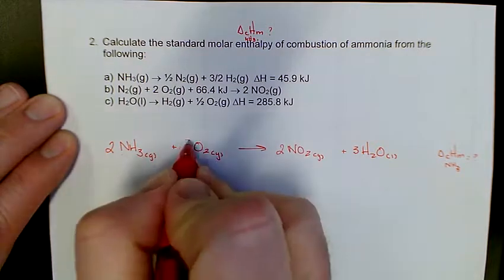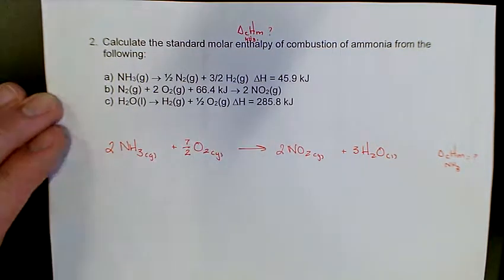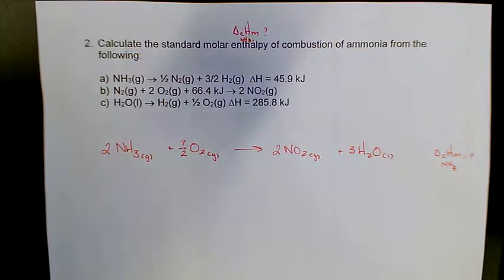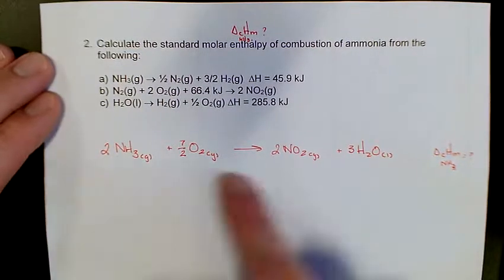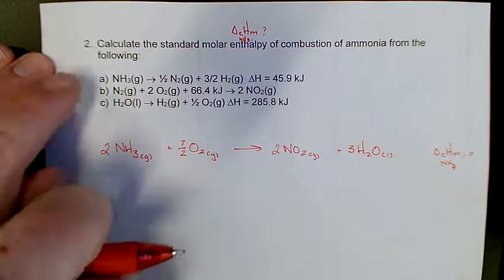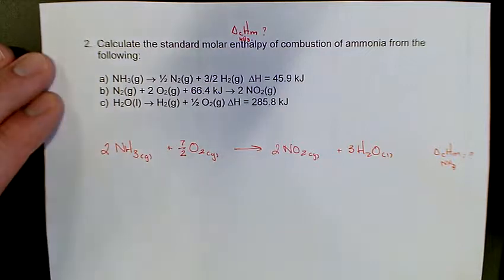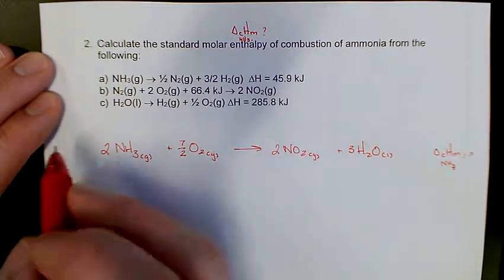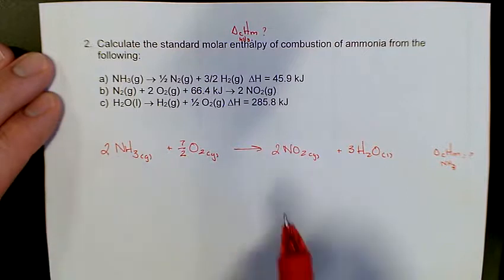So I need 7 halves of the oxygen molecule to come up with 7, okay? Or 3.5 oxygens if you prefer. So there's our balanced equation. This is what we need to make from our 3 sources. So let's just start putting things in, okay?